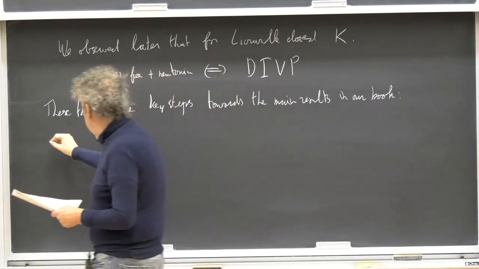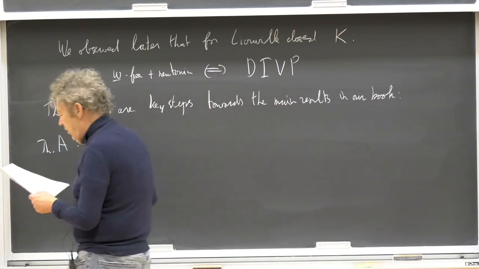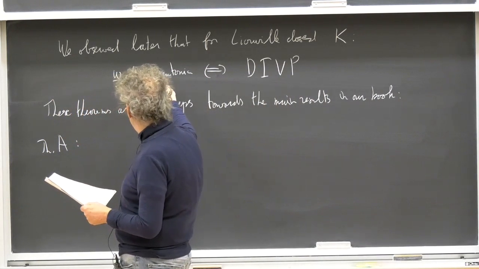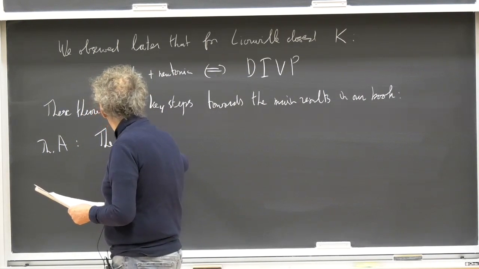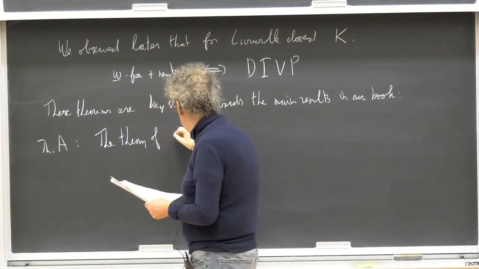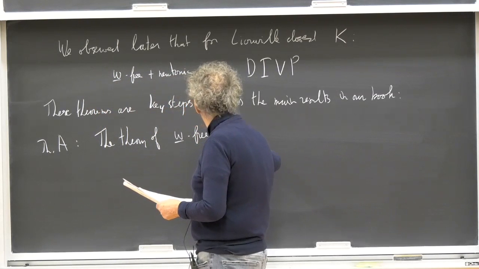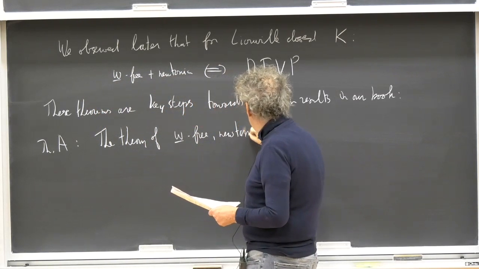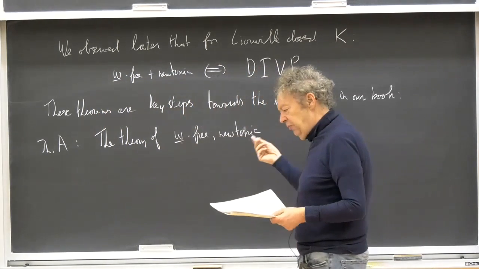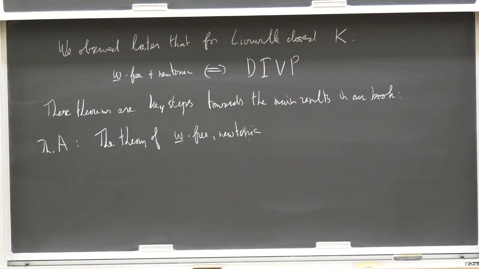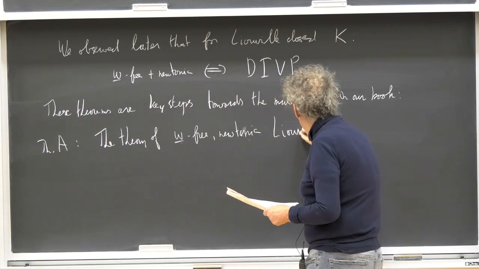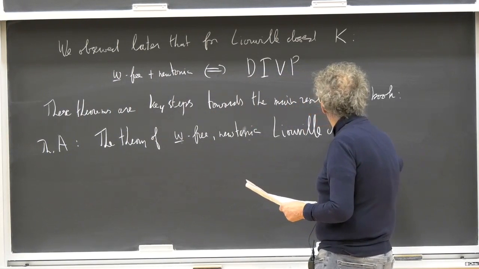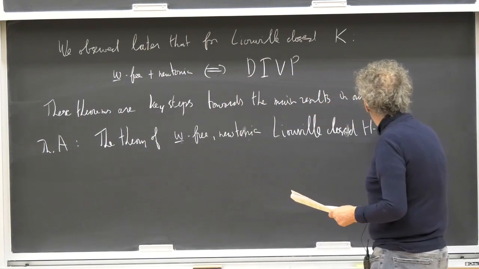Namely, let's call it theorem A: the theory of omega-free Newtonian Liouville closed H-fields is complete. All these things that I mentioned here, omega-free, Newtonian, Liouville closed, are first-order properties that can be formulated by sentences in the language of ordered valued differential fields. The theory of omega-free Newtonian Liouville closed H-fields is complete.